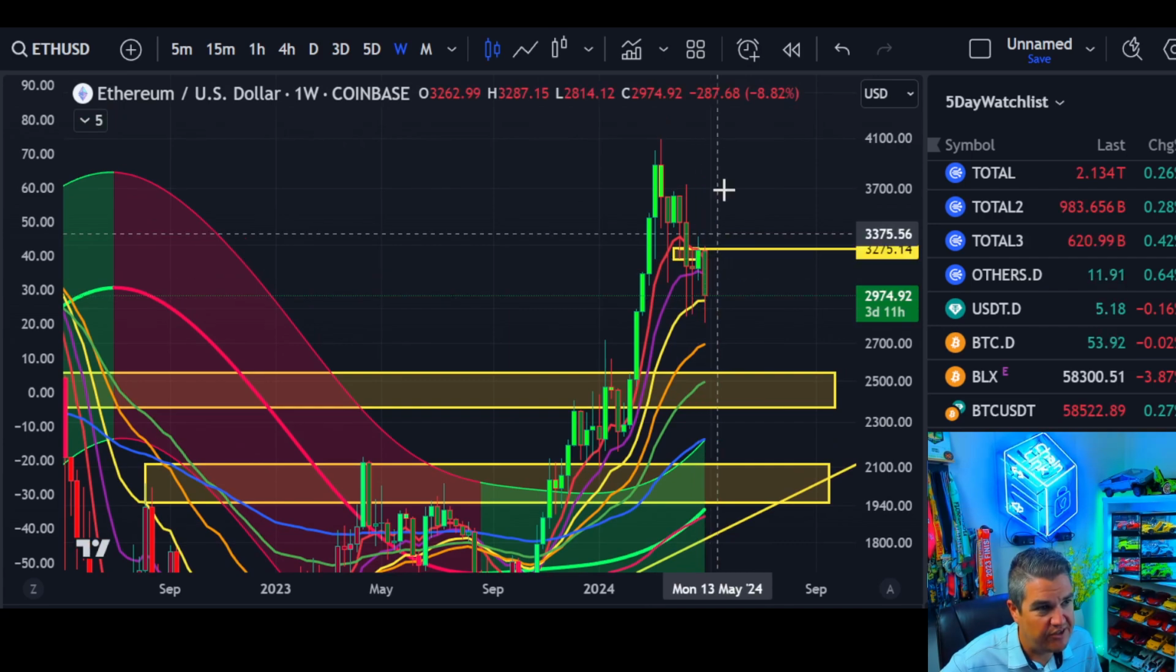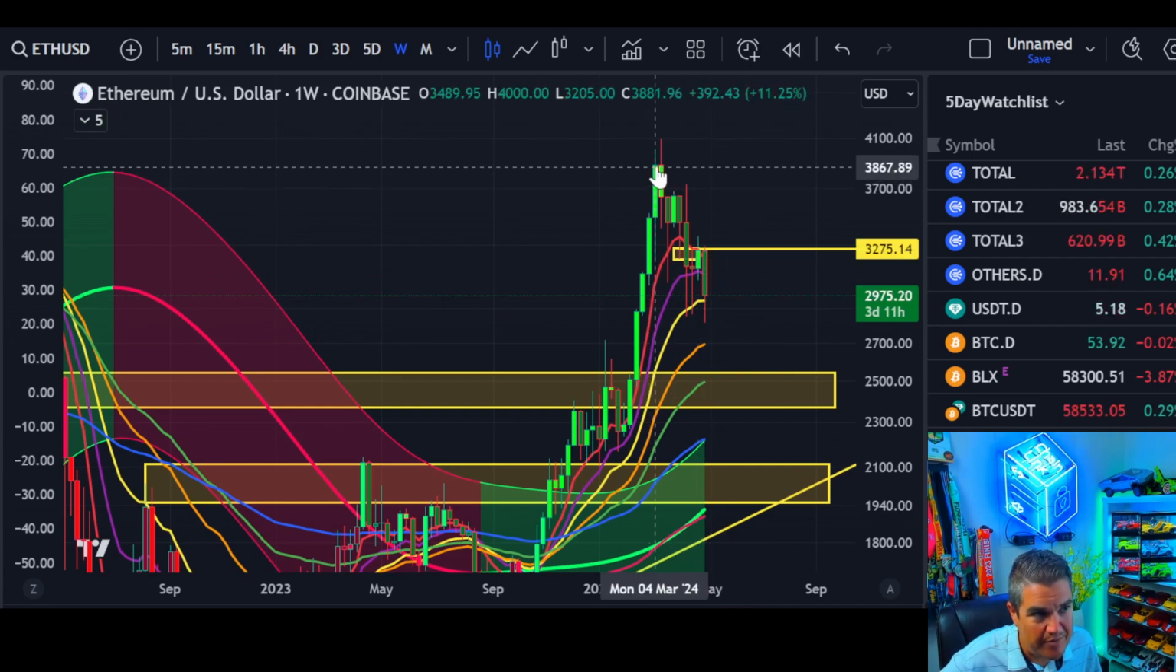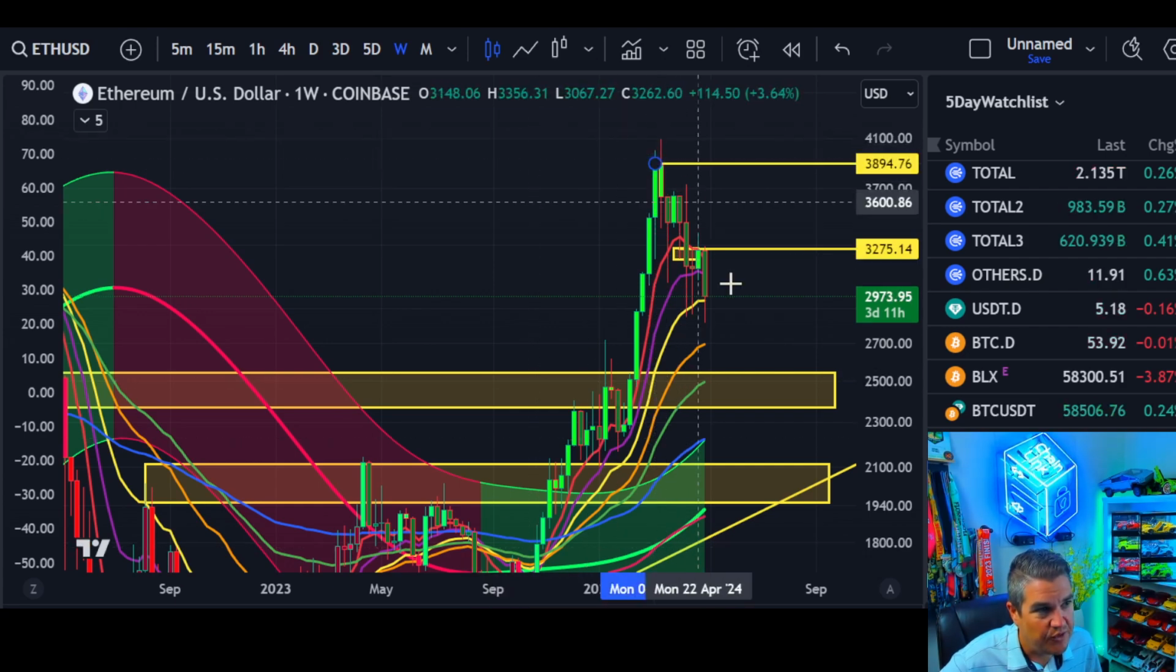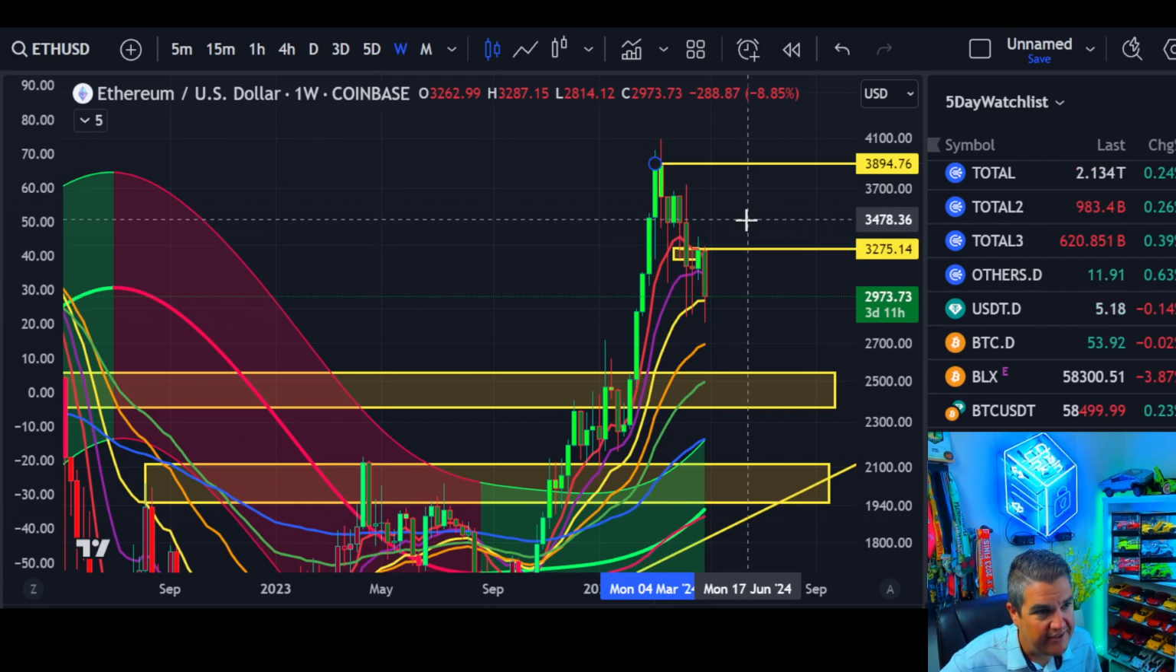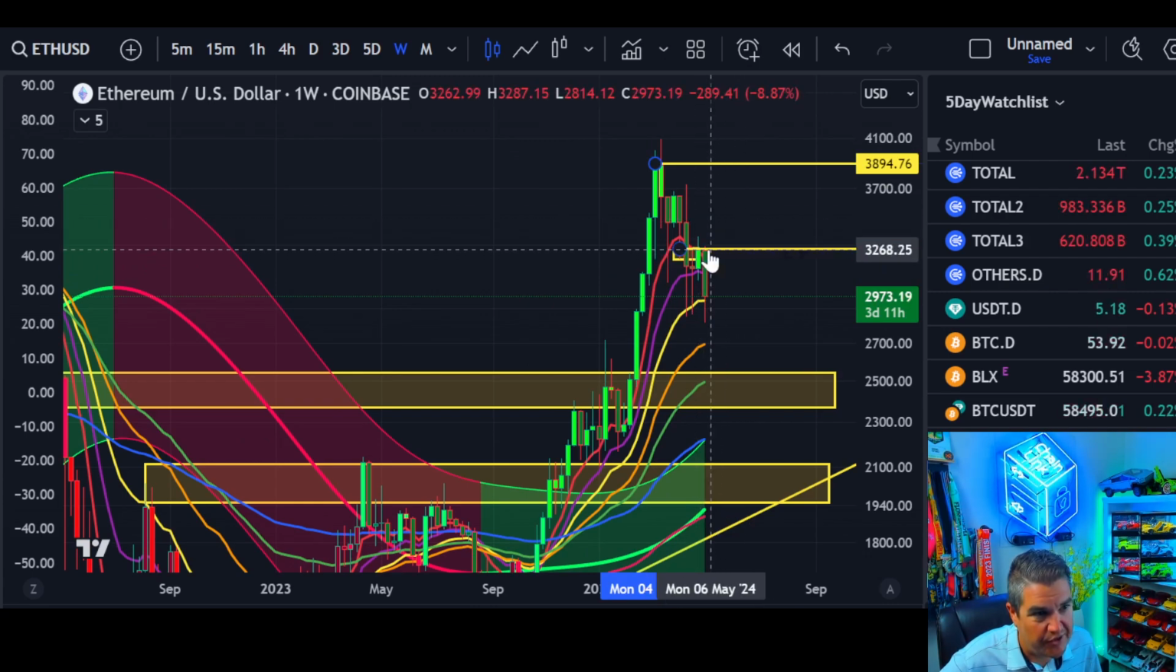So if we do bounce here, then all our eyes are on the all-time highs. Are we going to put in a lower high or a higher high? If we bounce and start to move higher, our first high is at 3,300.